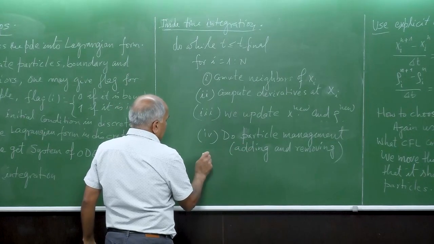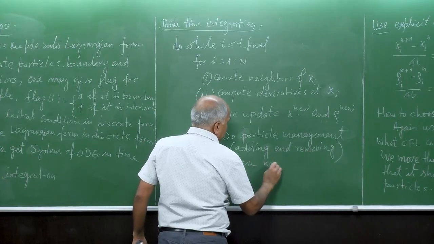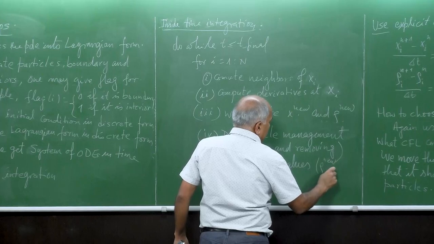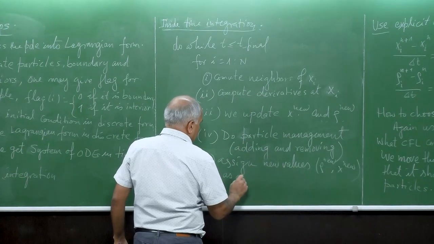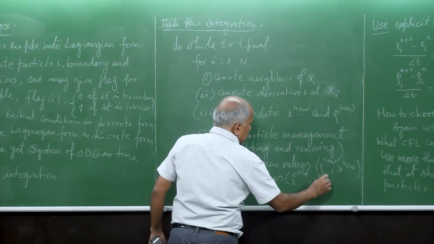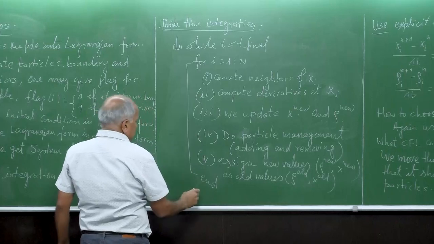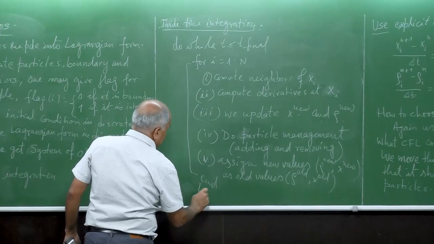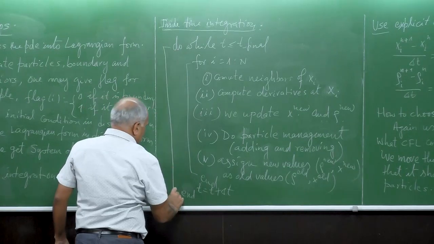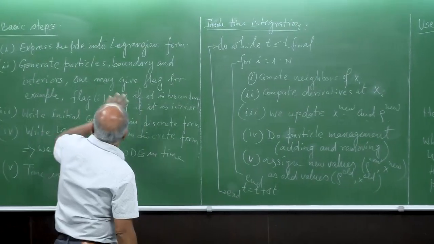And then step 5, assign new values. It means rho_(n+1), rho new, x new as old values, rho old and x old. Then that is finished here. And then you increase t equal to t plus delta t, and you just stay in this big loop. So these are the main steps that we follow, not only for the linear advection equation.